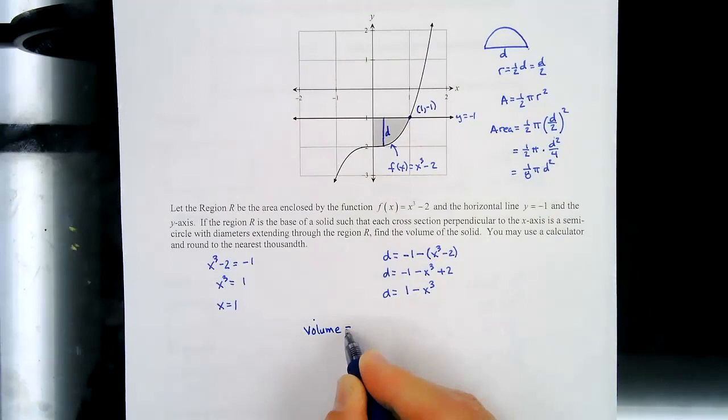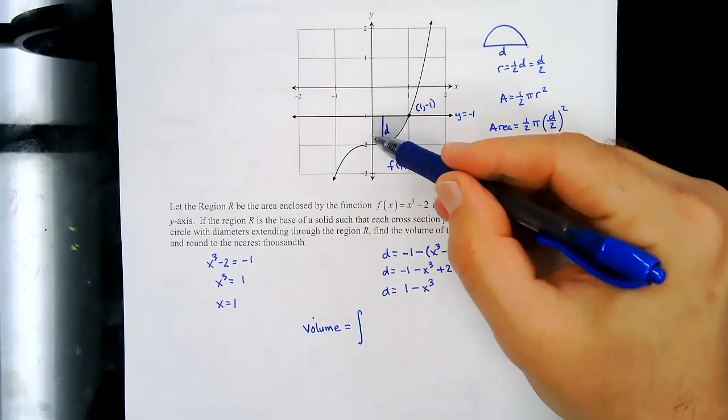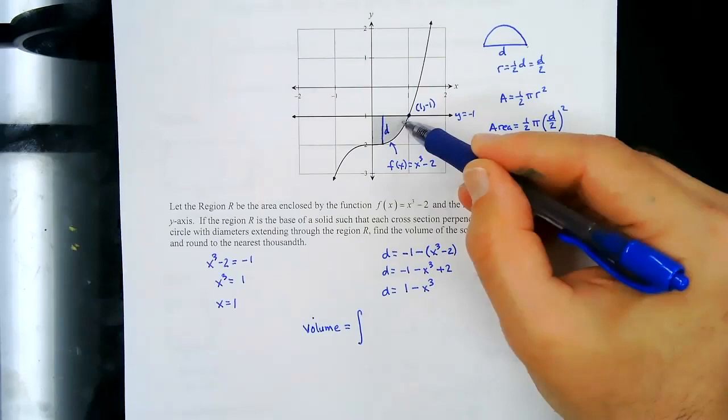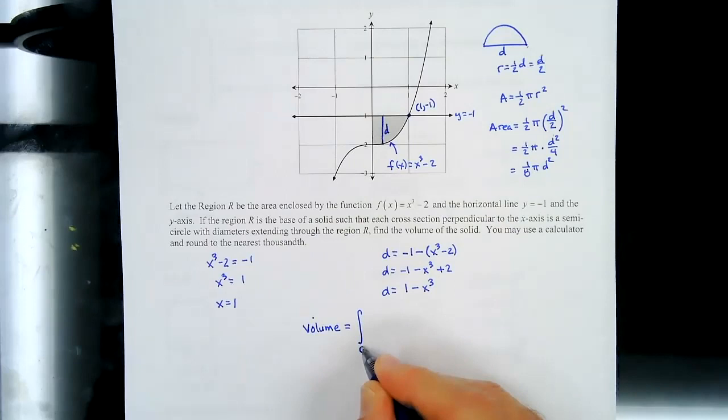Okay, so that means the volume is going to equal an integral. And we're going to start making these semicircles right here at x equals 0, and we're going to end them at 1. They're going to get smaller. They're going to be biggest right here, and as you go across, these semicircles are going to get smaller and smaller, and then really right here, it's just a point. So 0 to 1.